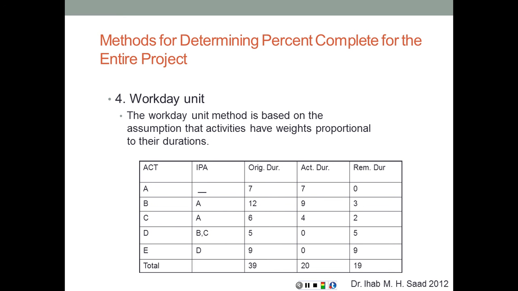The workday unit method is based on the assumption that activities have weights proportional to their durations, which is a very simple assumption. If the activity's duration is 10 days, we're going to assume that we're going to complete 10% of the activity on each day. So the weight of the duration is uniformly distributed along the duration of that activity.